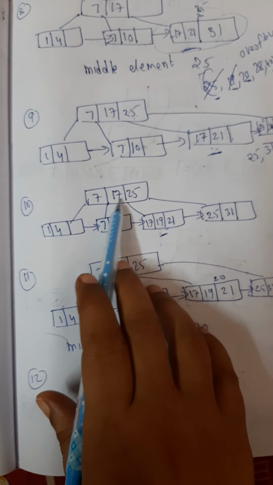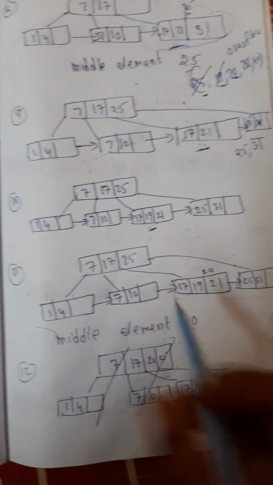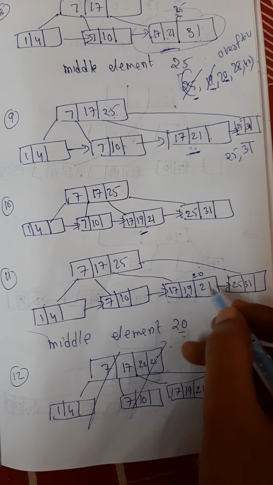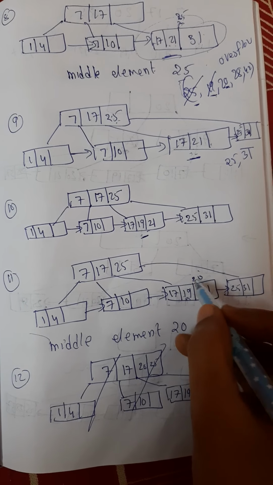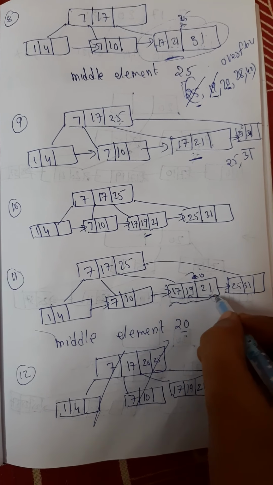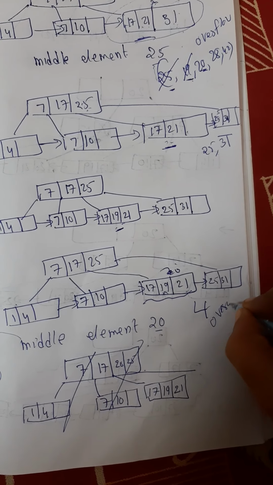Again, right. So again, right. That means it should accommodate here. So here it should be accommodated. This 20 should come between 19 and 21. Now, how many do you have again? 4. So again it is an overflow case.